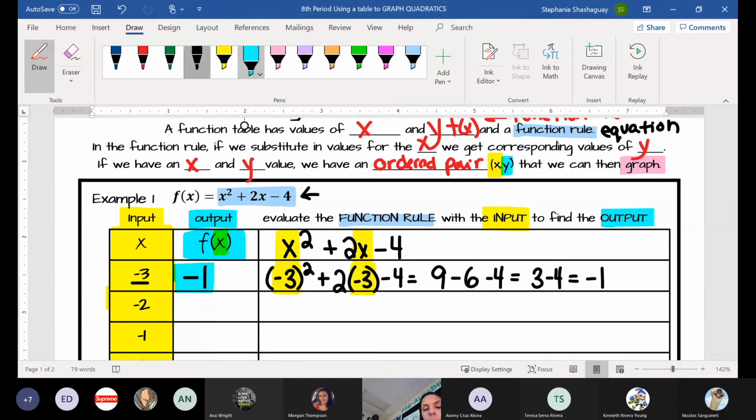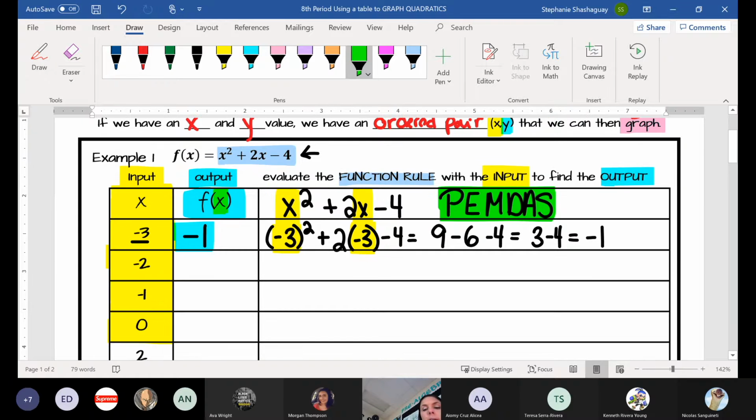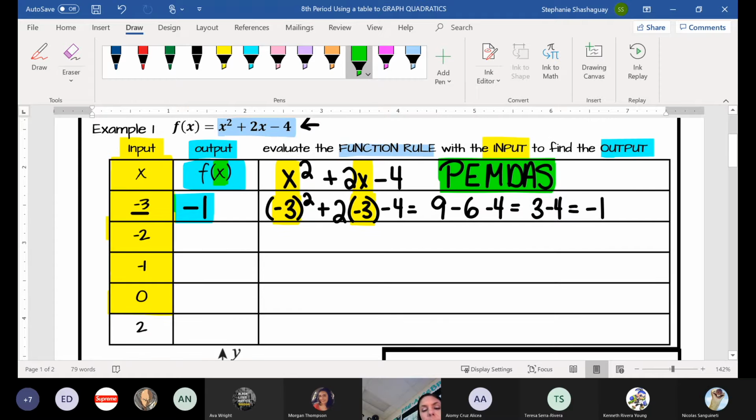One thing I do want you to keep in mind is that when we are simplifying these equations, we must follow the rules of order of operations. We cannot forget that we have to do our order of operations first, meaning parentheses and exponents, then multiplication and division, then addition and subtraction. Because if you don't follow those rules, you're going to end up with the wrong numbers, which are going to give you the wrong outputs.